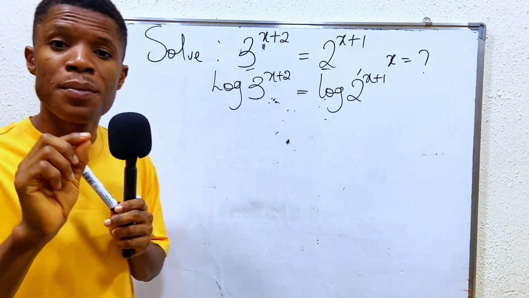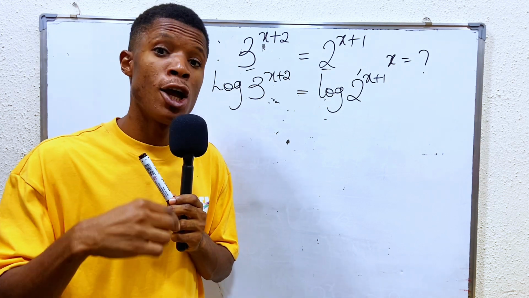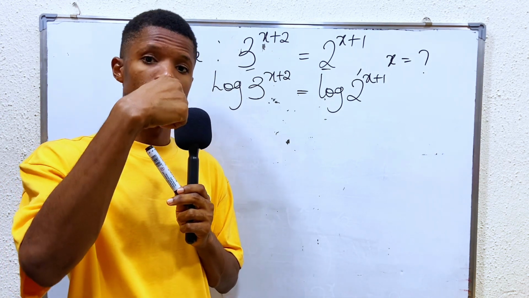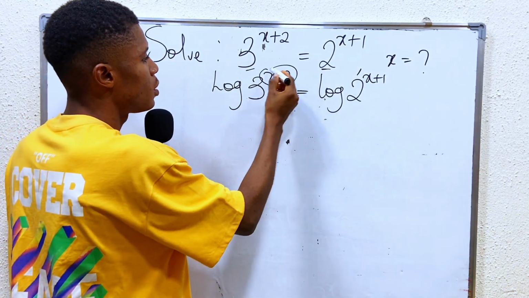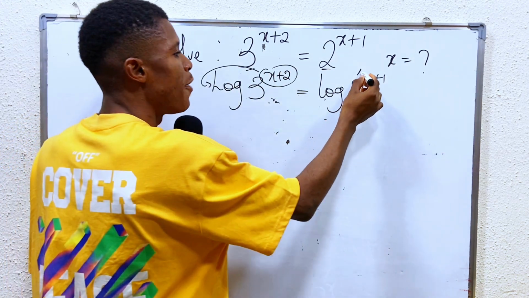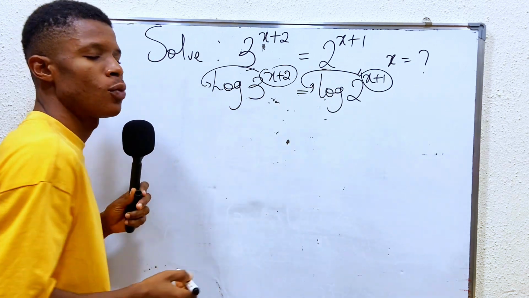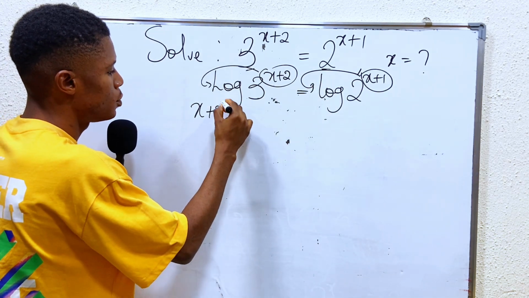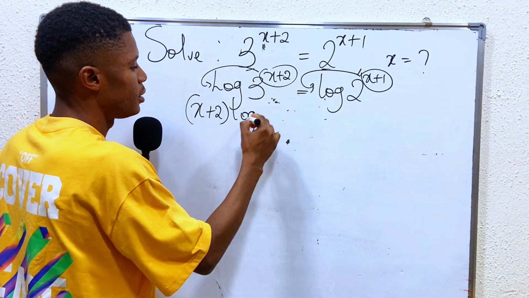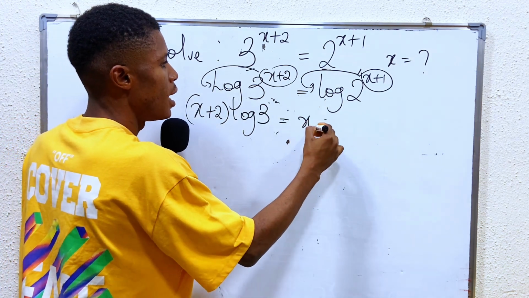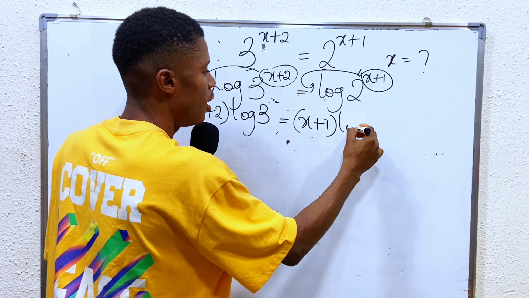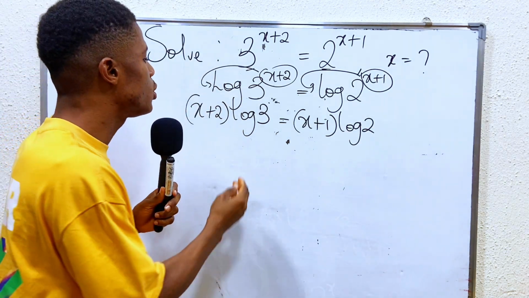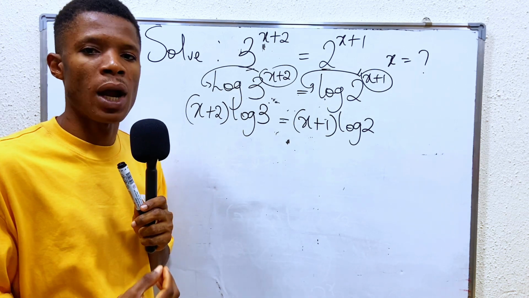The reason behind taking the logarithm is that logarithm always allows us to multiply the power to the log. So here we are free to multiply x plus 2 to the log, and also we are free to multiply x plus 1 to the log. So if you multiply it, you have x plus 2 times log 3 is equal to x plus 1 times log 2.